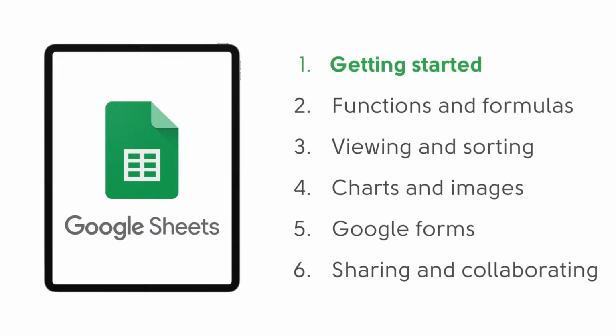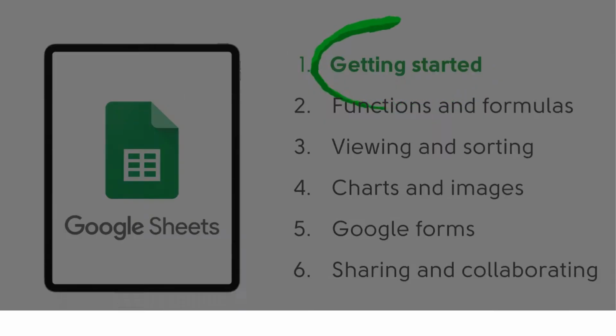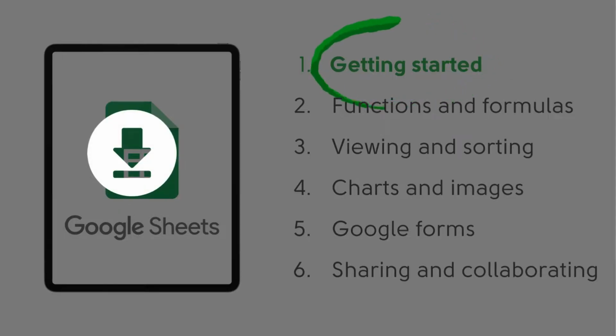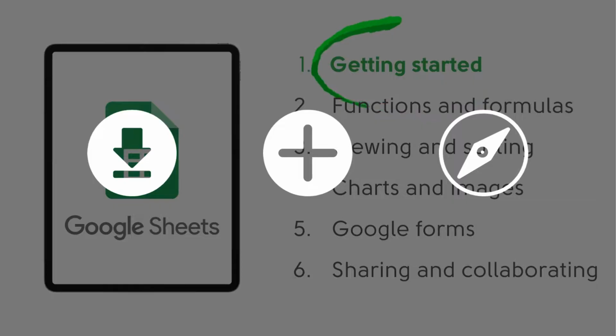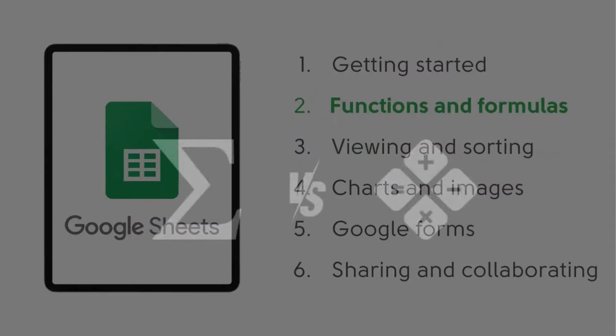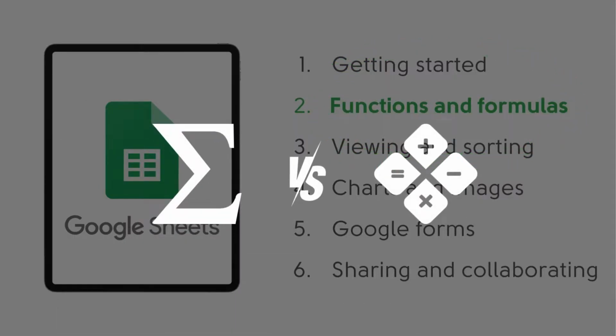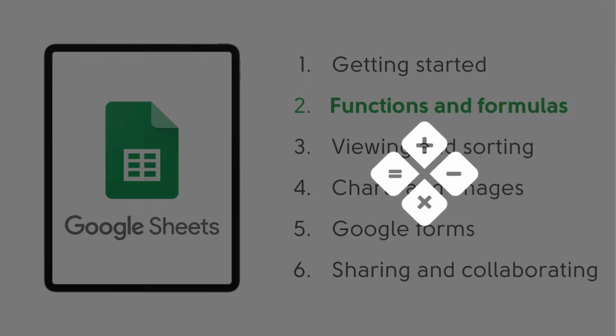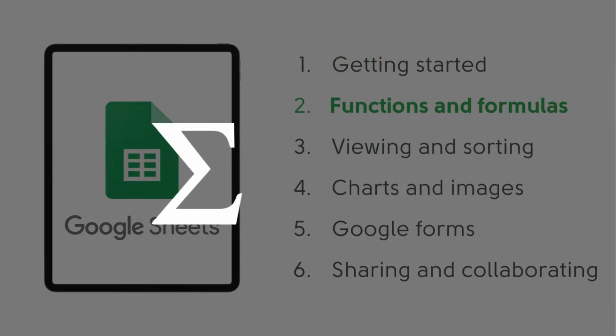Last time in part 1 we were just getting started and downloading the app, signing in, as well as creating a new spreadsheet and getting comfortable with the navigation and the interface of this app. Today in part 2 we're going to be talking about functions and formulas, including the difference between them, as well as some commonly used formulas and pre-made functions that help us to get tasks done using Google Sheets.